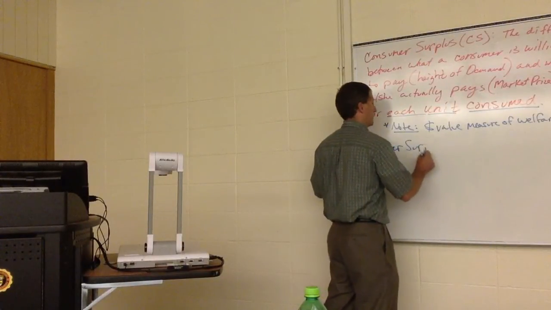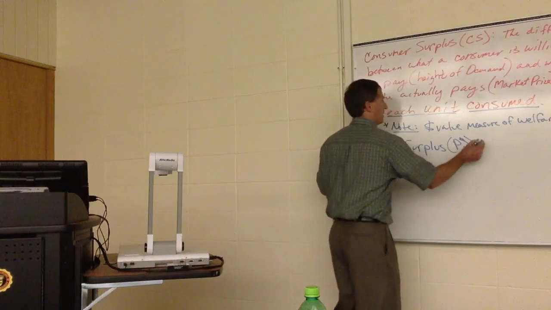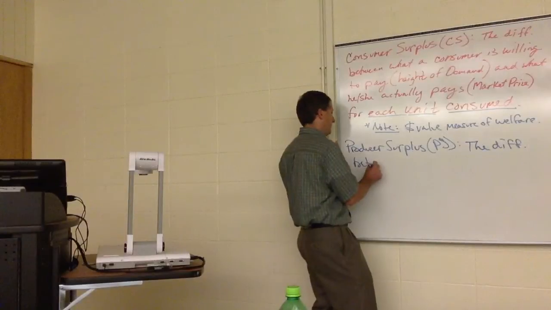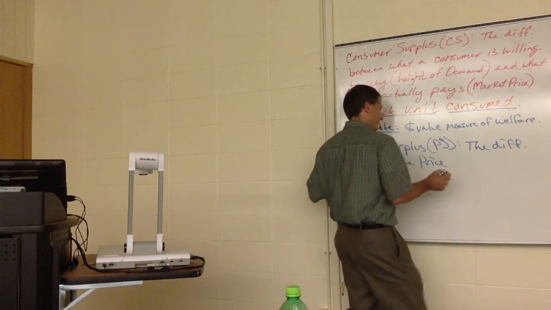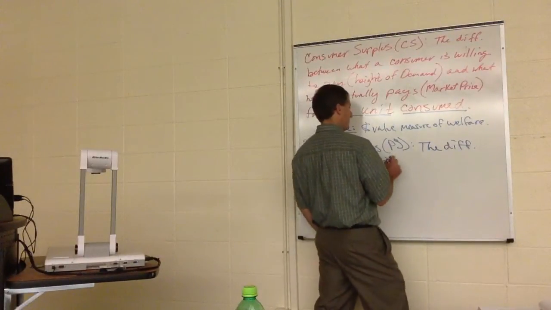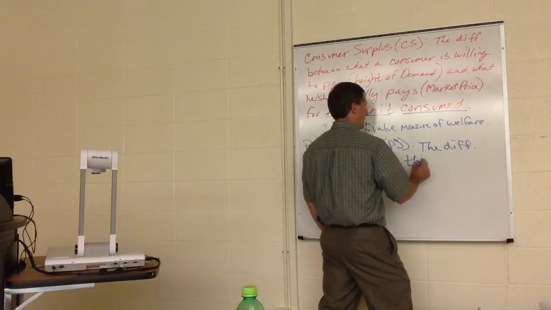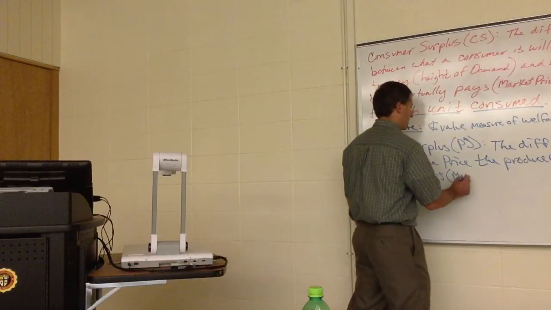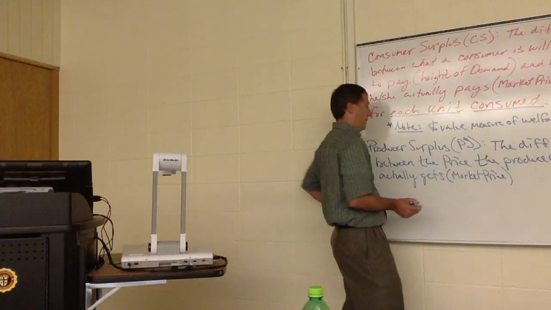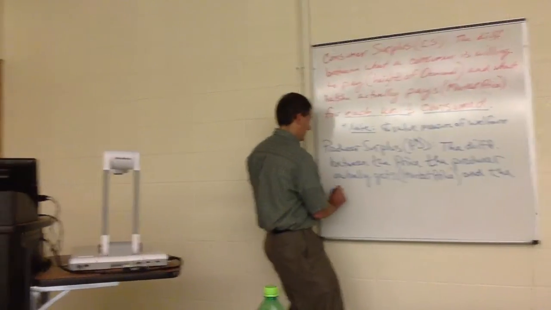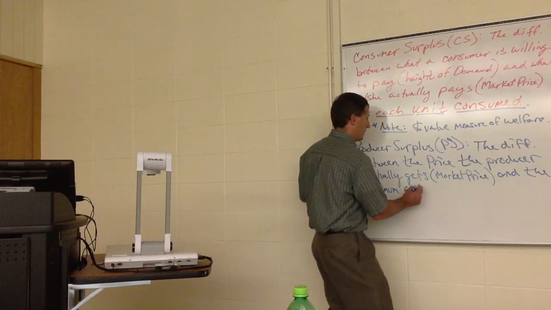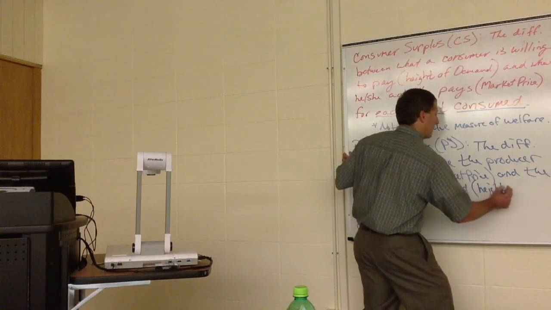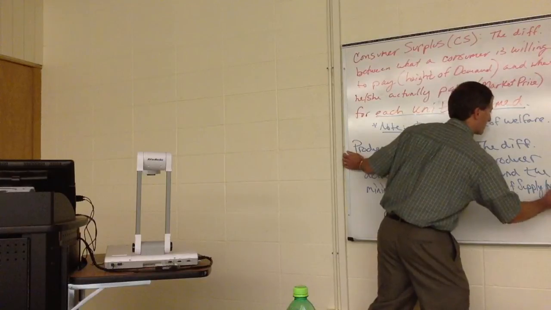And then we do the same thing for all of the units, and this ends up being the producer surplus. So producer surplus is the difference between the price the producer actually gets, which is again the market price in this case, and the minimum amount needed, which is the height of the supply curve. And I'll put slash marginal cost curve.